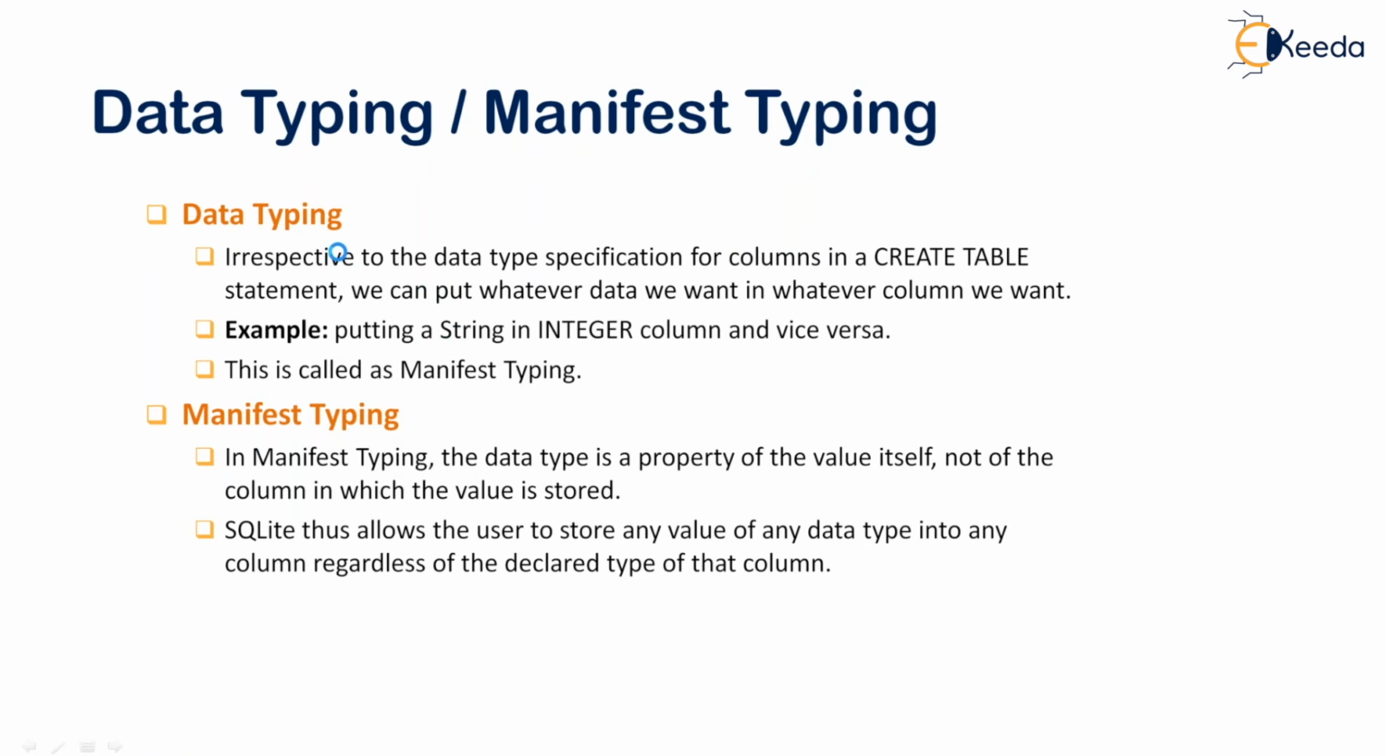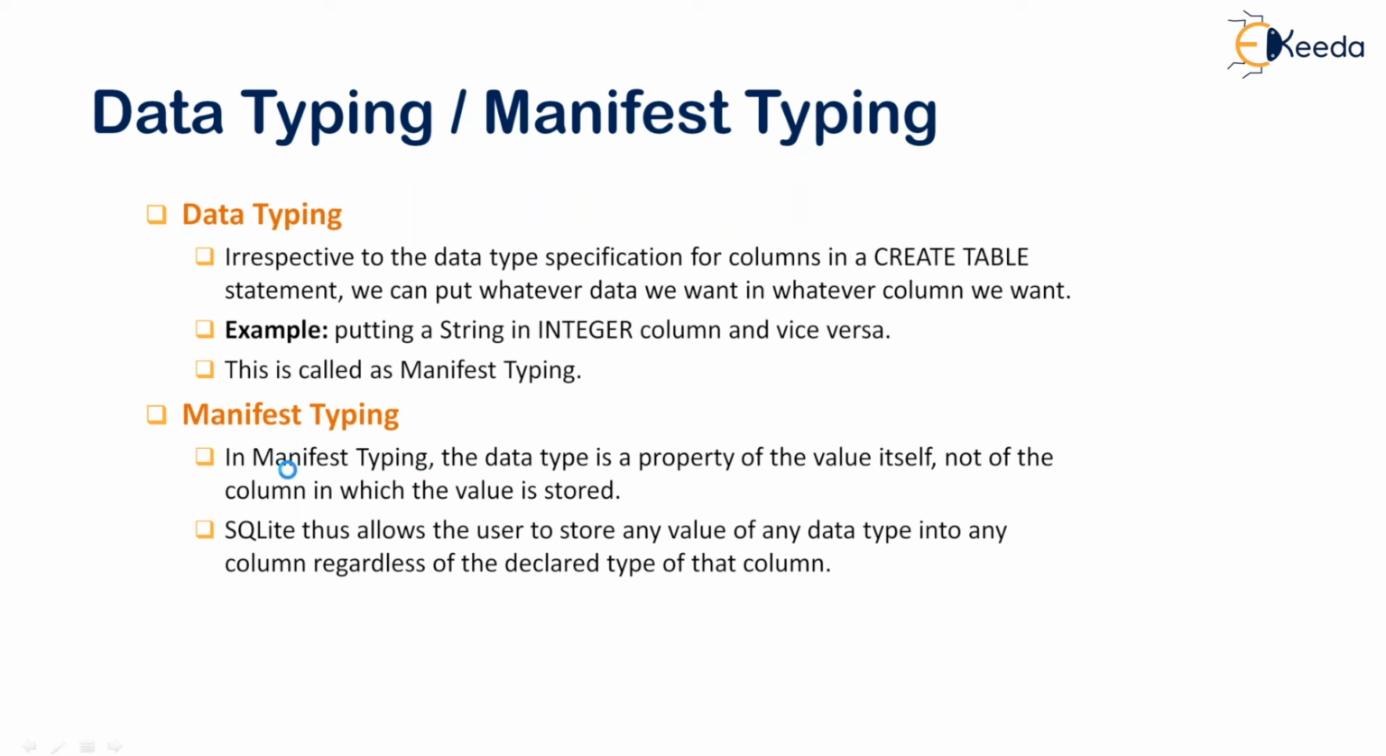But in Android SQLite database, irrespective of the data type specification for the columns inside your create table statement, you can put whatever data you want in whatever column you want. That means you can add a string value into an integer column or an integer value in a string column. This is what we call manifest typing. So what is meant by manifestation generally? Manifest typing means whatever data type you have defined as a property of a particular column belongs to the column itself, not to the data inside a cell.